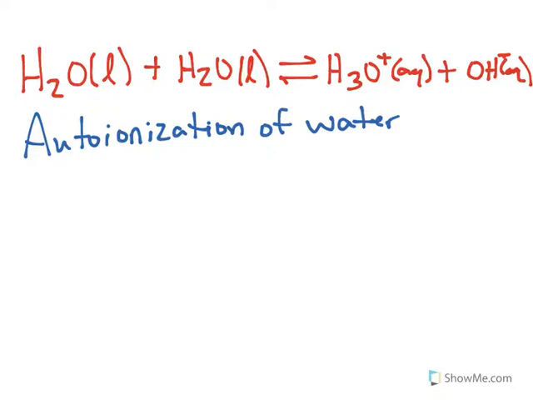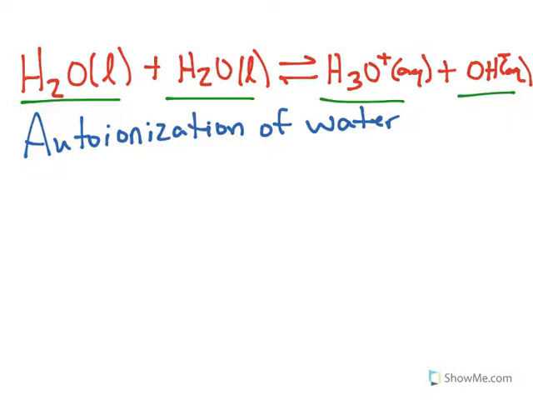Something interesting happens whenever you have a sample of pure water. Water molecules are obviously always moving, so whenever one water molecule bumps into another water molecule, if they collide with sufficient energy and the right orientation, one of these waters can actually lose a hydrogen to another water, forming that hydronium ion and some hydroxide ions.